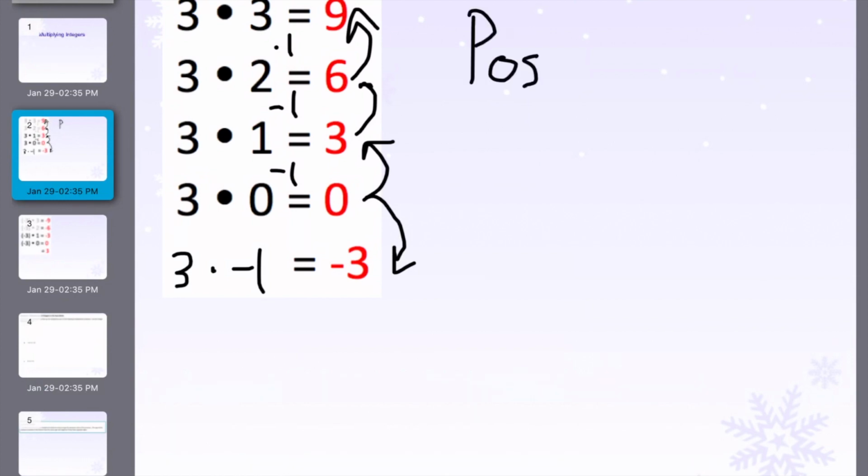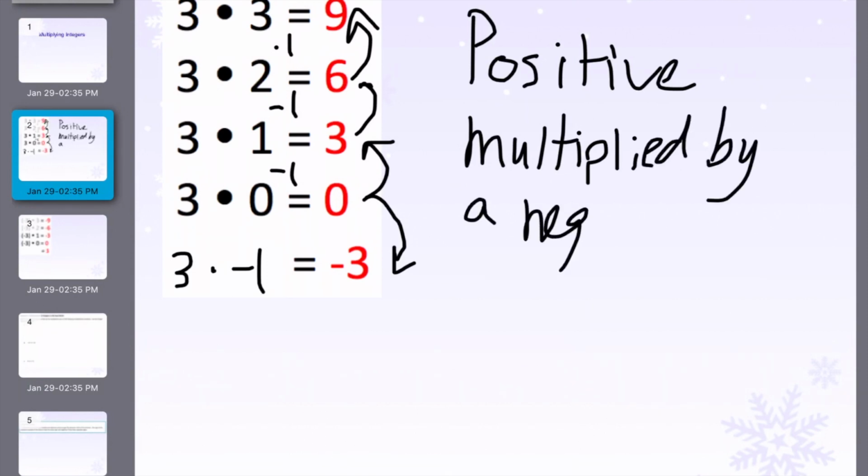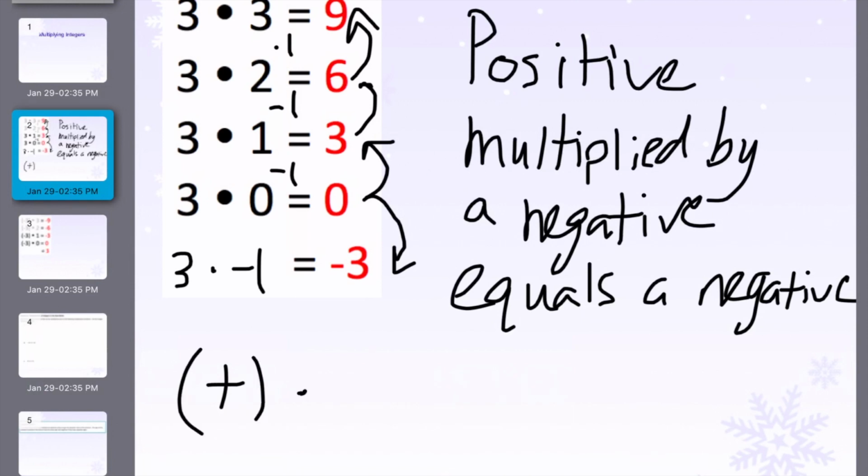A positive number times a negative multiplied equals a negative number. So I will put it in another way here. A positive number times a negative number equals a negative number.